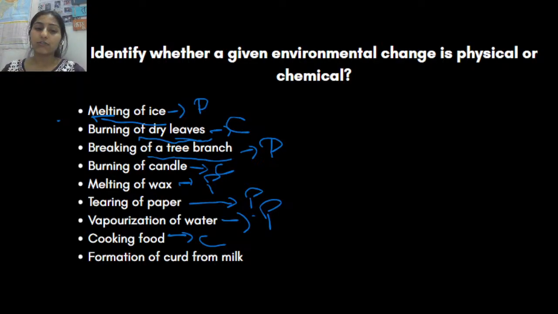Okay, so then formation of curd from milk is again a chemical process because milk has certain different properties which are changed by the introduction of lactobacillus bacteria, which further grows and changes it into curd. Curd is of a different taste, milk is of a different taste, so the properties are getting changed and we cannot reverse this process. We can make curd from milk, but we cannot make milk from curd, right? So it is a chemical change.